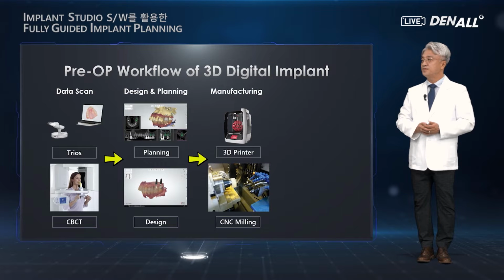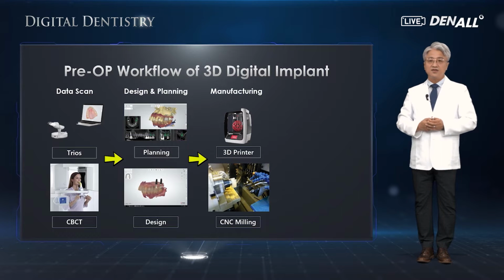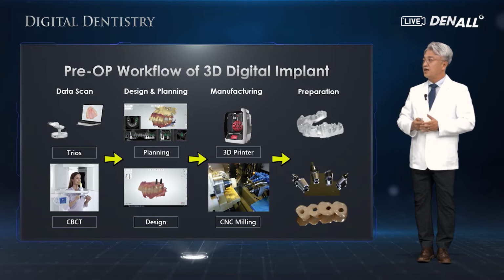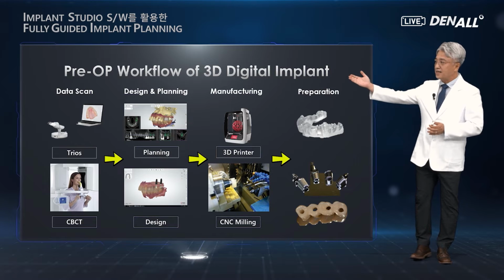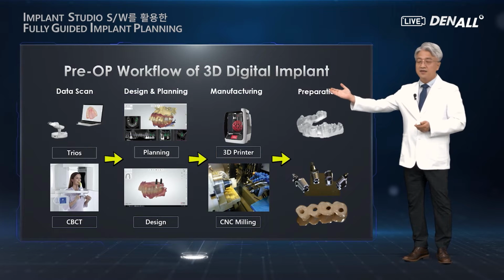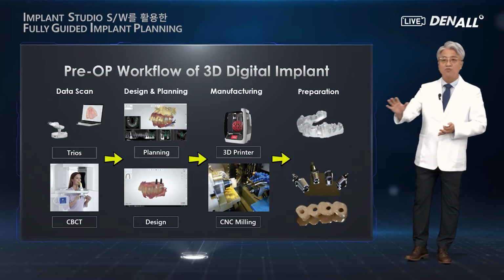After that, based on the implant coordinates, the surgical guide, abutment, and crown would be fabricated using a 3D printer or CNC milling machine. Guide, abutments, or crowns are prepared before surgery. So in this lecture, we are going to talk about how implant coordinates are programmed and simulated.